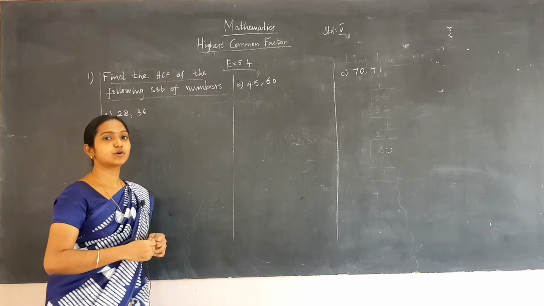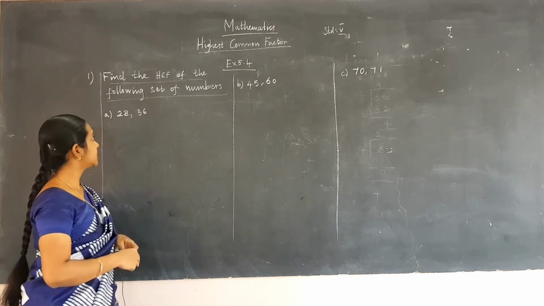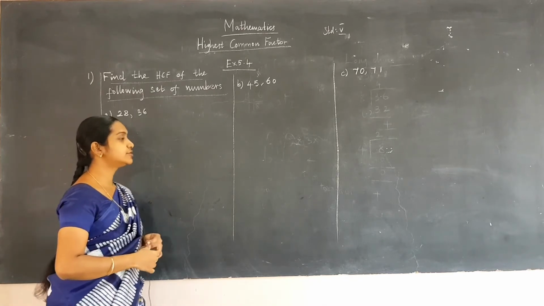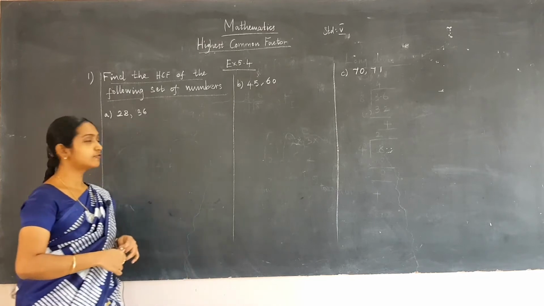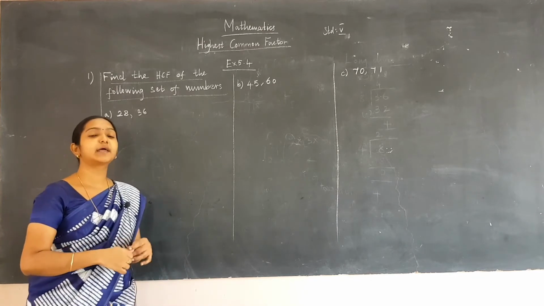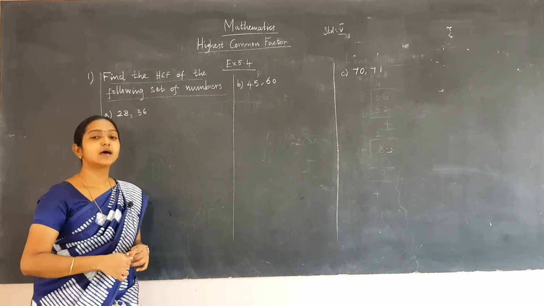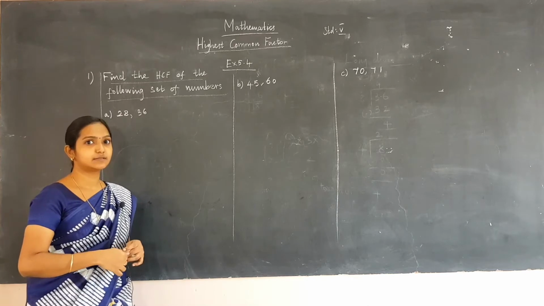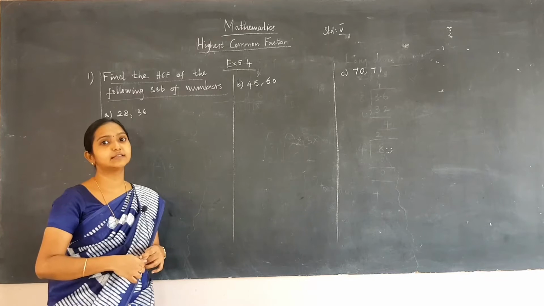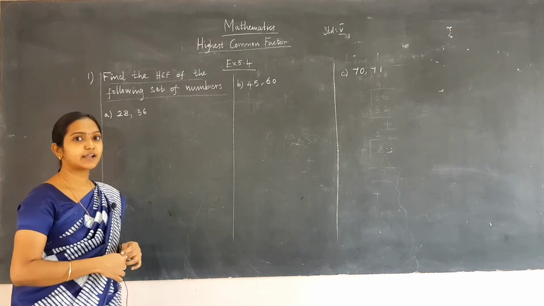Next we are going to solve exercise 5.4. The first problem is find the HCF of the following set of numbers. Now numbers are given. We are going to follow the second method, that is prime factorization method. You can follow any of the 3 methods, but prime factorization method will be easy compared with other methods. So we shall do the sums with prime factorization method.